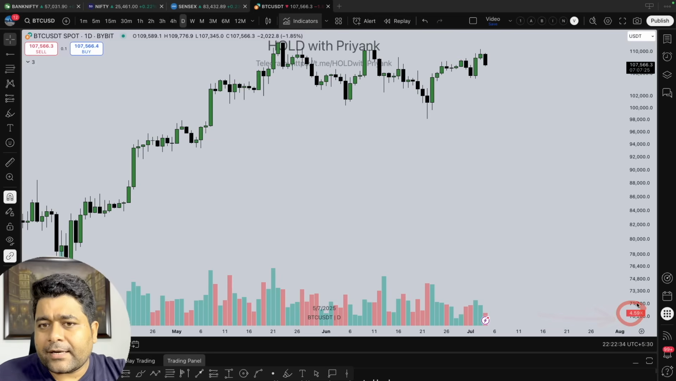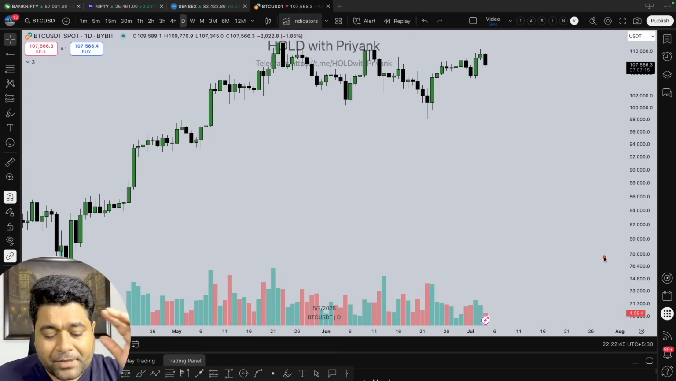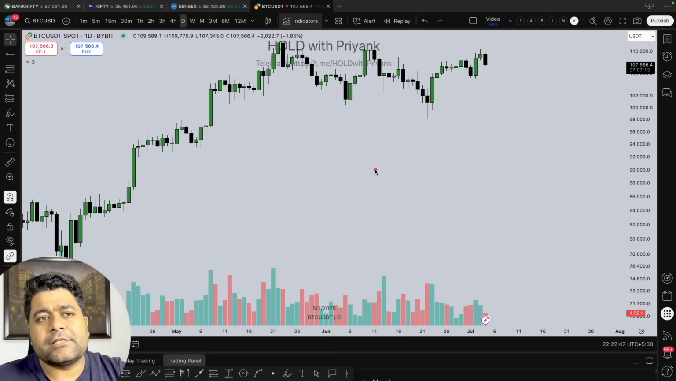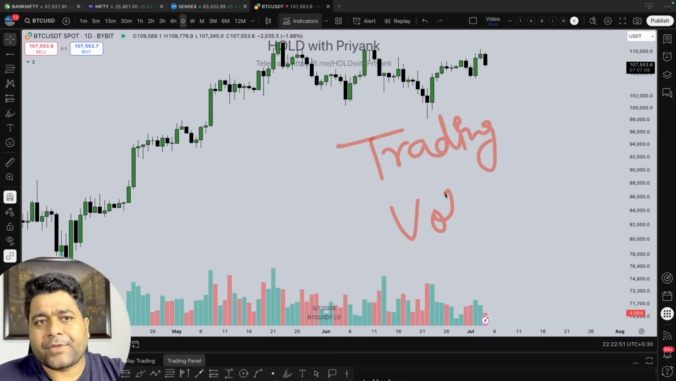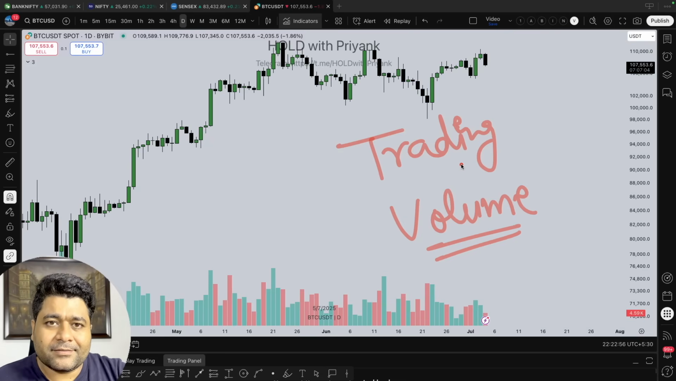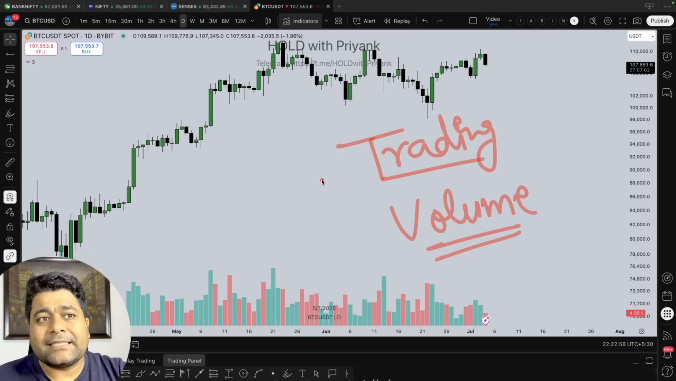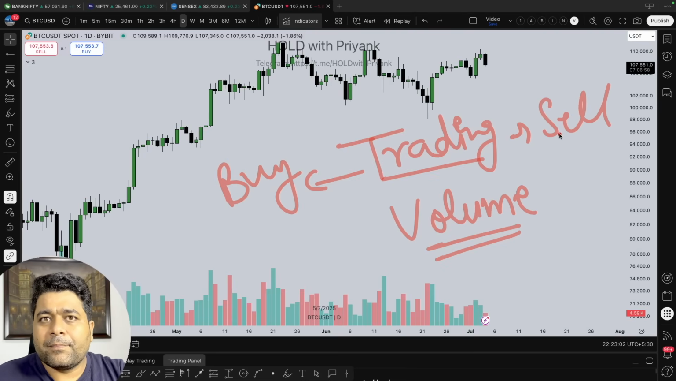If this is red, because this is bearish, that may give you a misconception that this is about selling. Not so. This volume indicator actually tells you the trading volume. Always remember it, and if you understand it better, you can use it better. A trade actually consists of both buy and sell.